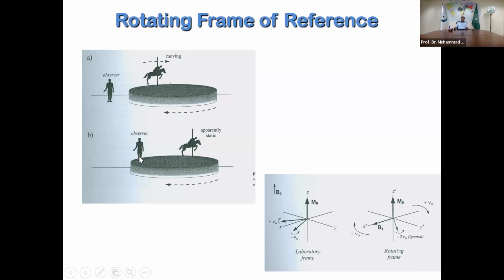But if you jump over this merry-go-round, everything is still for you. You can talk to any one of them, and you know exactly which child is sitting on which animal. So this is the kind of system which is called a rotating frame of reference. When you are part of the system, then you would be able to see the difference of velocity.